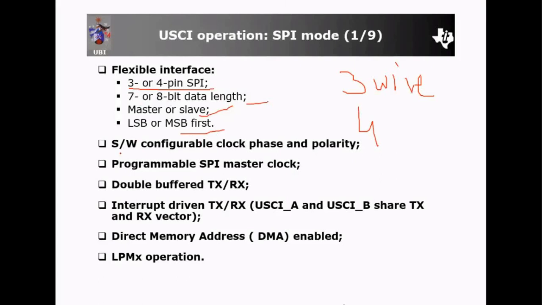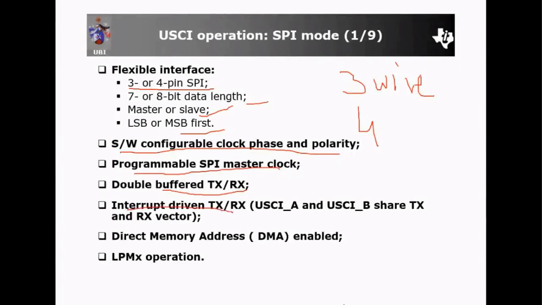Now come to the software configurable clock phase and polarity. With the help of software, you can configure the clocks. Programmable SPI master clock, double buffered TX and RX. The transmitter and receiver have double buffering.